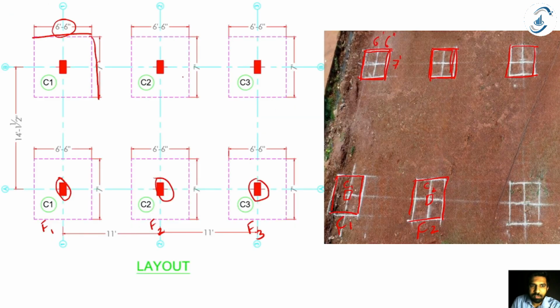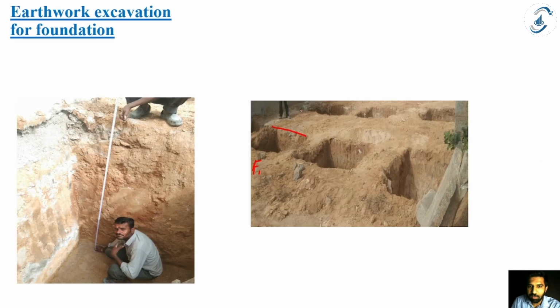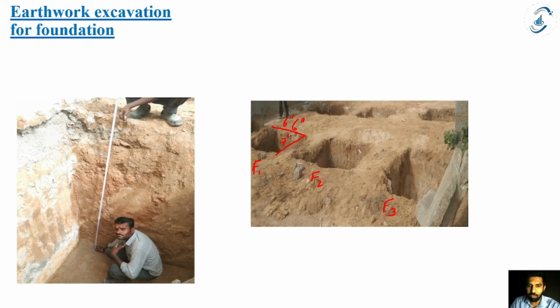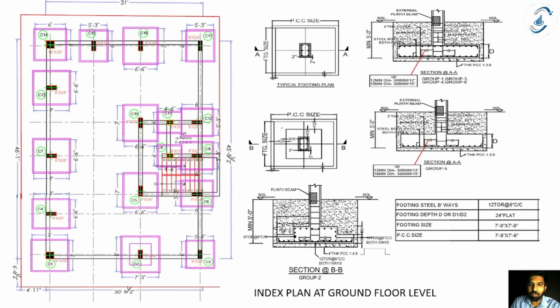So this is 6 feet 6 inch. You can see here this is 6 feet 6 inch, and this is going to be 7 feet. So this is F2 and this is F3. This is how you read centerline drawings. Know that this is not the dimension of the foundation, this is the dimension of the excavation pit. How to read the dimension of the foundation, we are going to study in how to read foundation drawings.